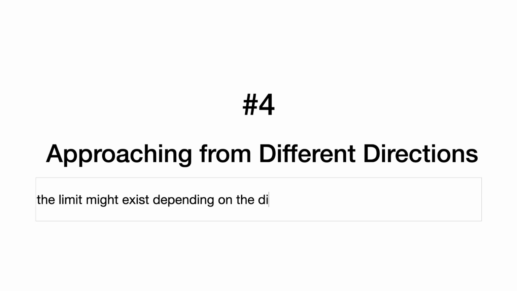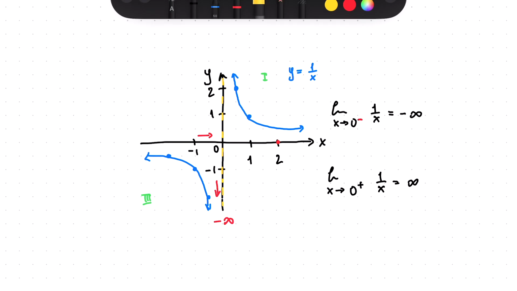Fourth case, approaching from different directions. Sometimes the limit might be different depending on whether you approach the point from the left or from the right, as we saw from the example 1 over x. Our limit was approaching negative infinity from the left and positive infinity from the right side. But if the problem was given only from the left side, then our answer would be negative infinity instead of the limit does not exist.